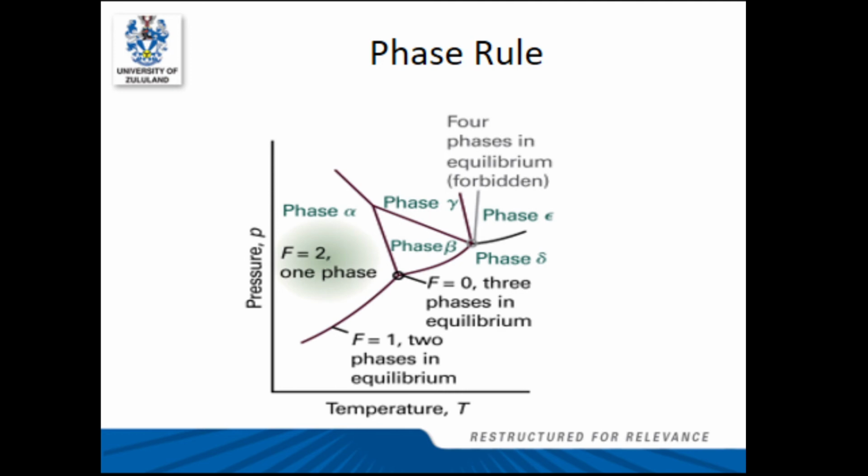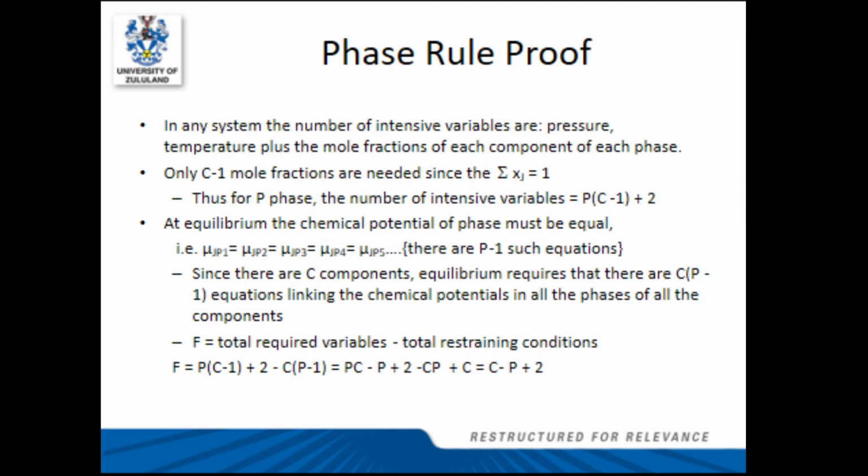I think in the next graph, maybe we'll look at a specific graph for a specific compound or an ion. In this slide, they're just trying to prove the phase rule. Remember that we said that the phase rule is F equals C minus P plus 2. I think we can also go through your textbook and see how this can be proven.